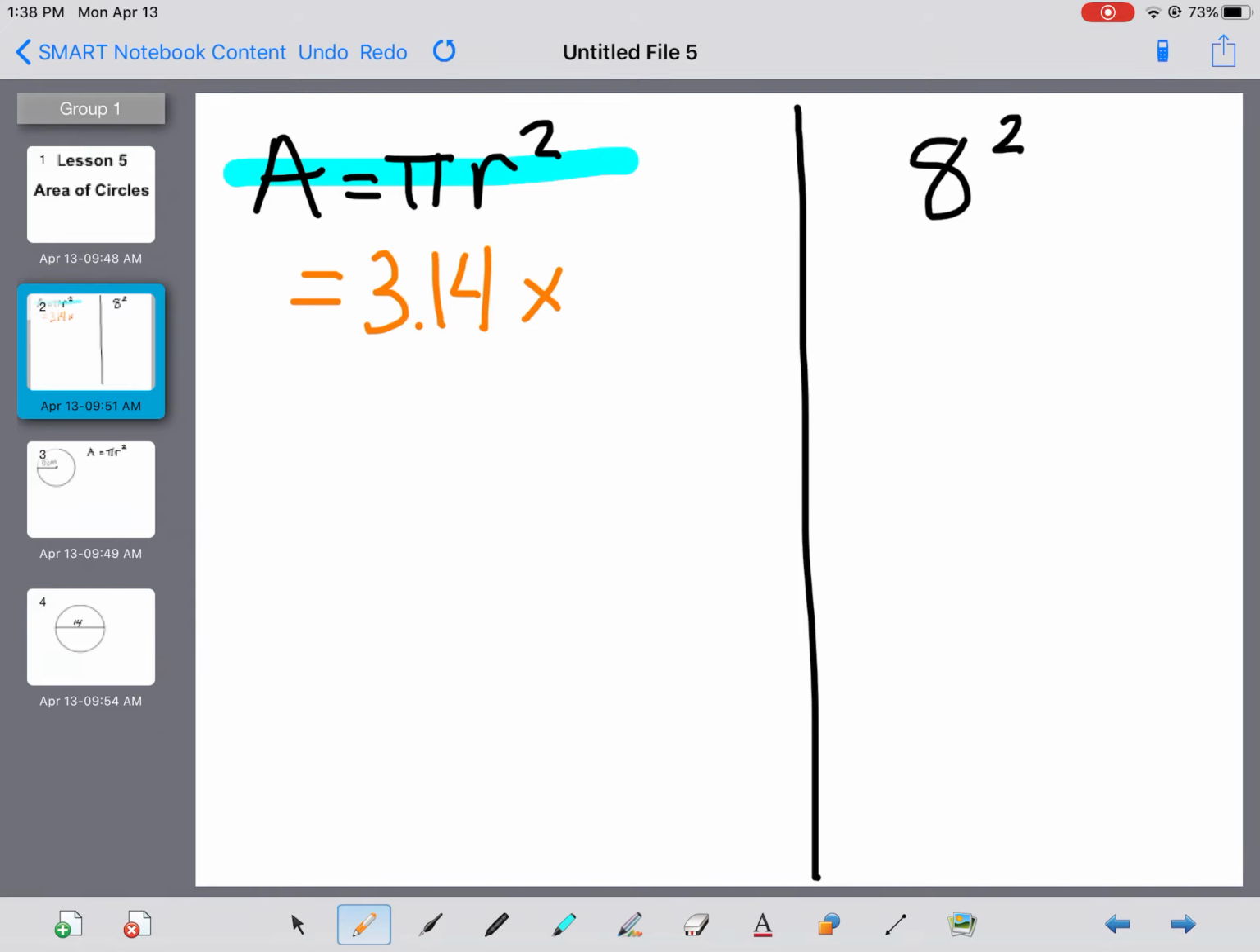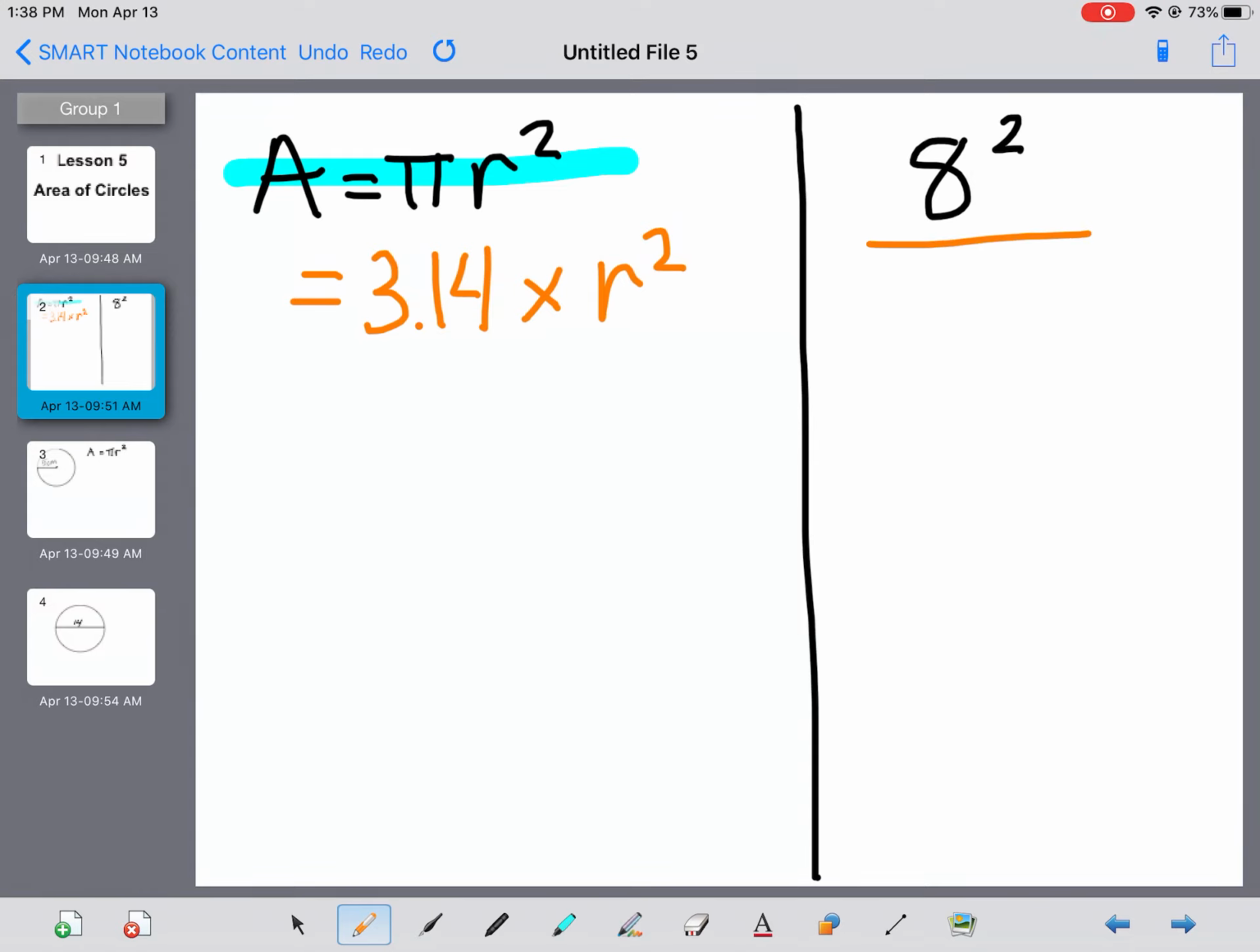That's simple enough. And you'll remember from previous lessons that in math, when two things are right next to each other, especially when we're doing equations like algebra and formulas, it means multiply. So really what this formula is telling us to do is to multiply pi times the radius squared.